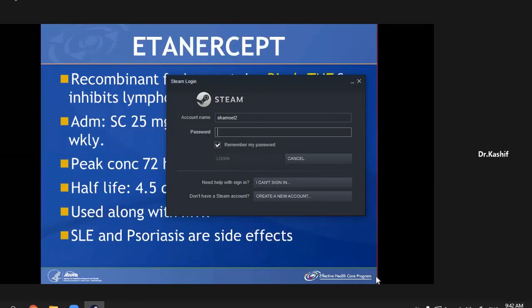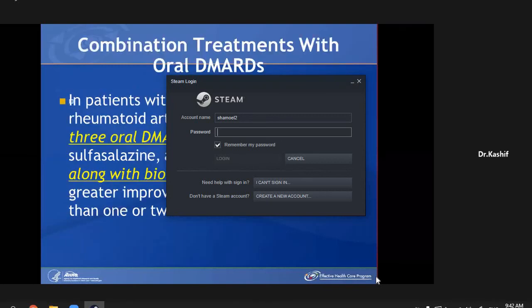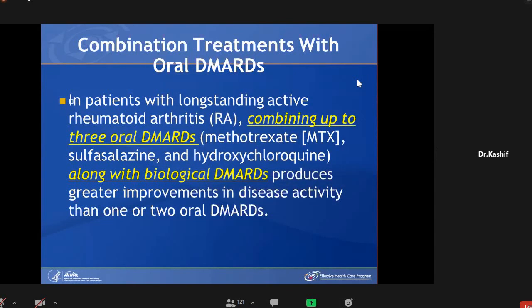Okay, so dealing with the individual drugs, you have to remember the names like rituximab, abatacept, anakinra, etanercept, they are all biological DMARDs. But what we summarize in the end is that DMARD is a therapy that we usually give in combination. So combination treatment of DMARD is very important. We can combine up to three oral DMARDs. What is the maximum limit? Usually we give methotrexate as an oral DMARD, and then we combine with the biological DMARDs.